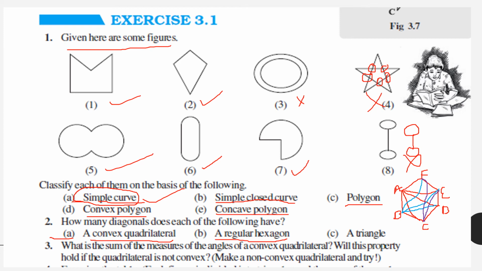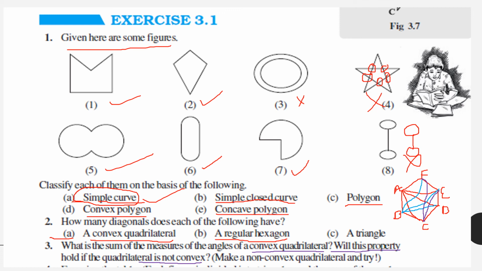Okay, now question number 3 is saying, what is the sum of measure of angles of a convex quadrilateral? This I have told you already in the last example. If a convex quadrilateral is there, the sum of all angles is how much? 360 degrees. Will this property hold if the quadrilateral is not convex? This you have to check. They are asking, in a convex quadrilateral the sum of all angles is 360. Now they are asking, is this property applicable if the quadrilateral is not convex?